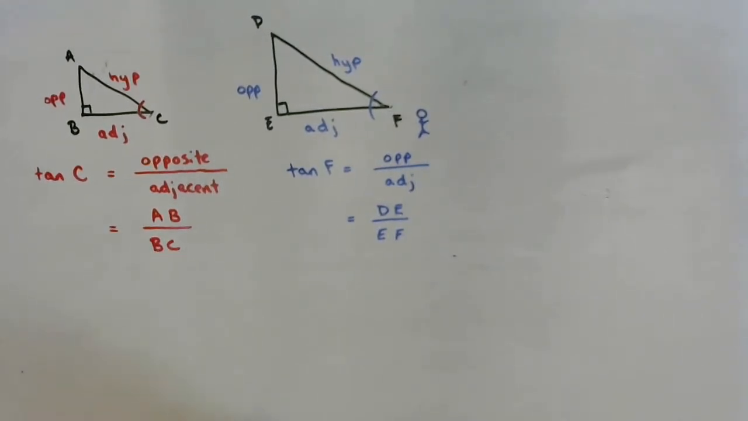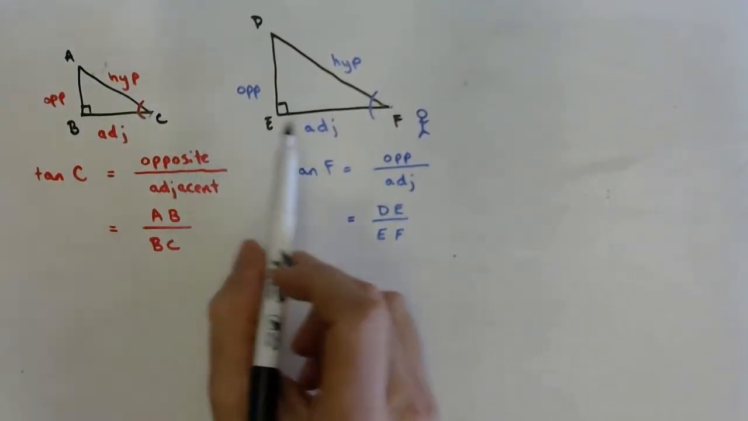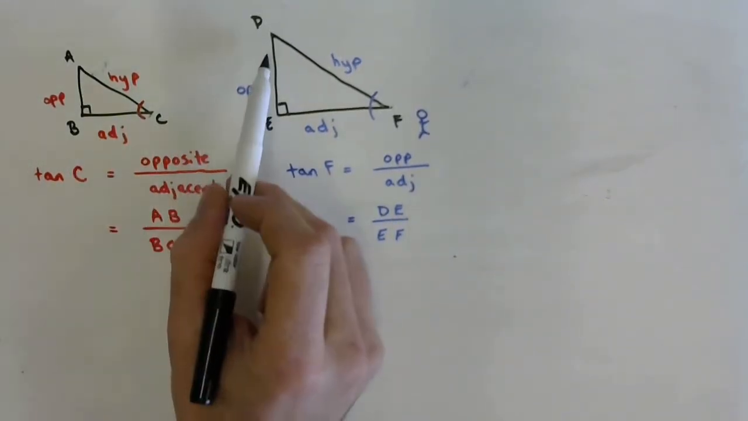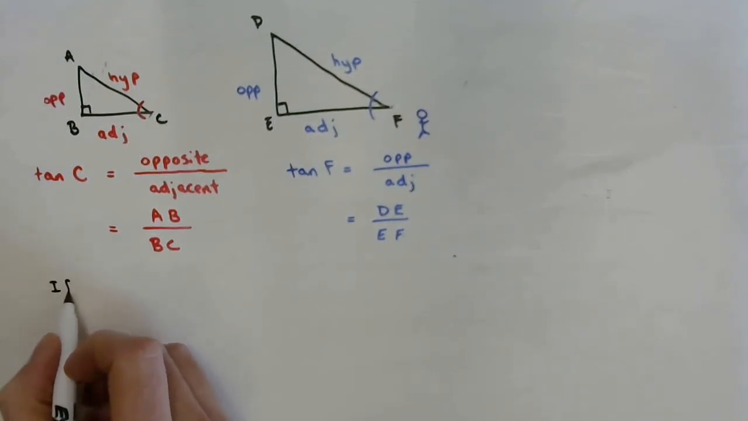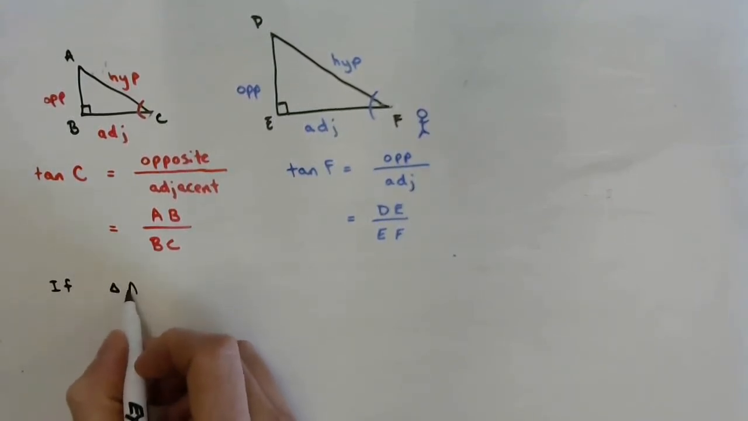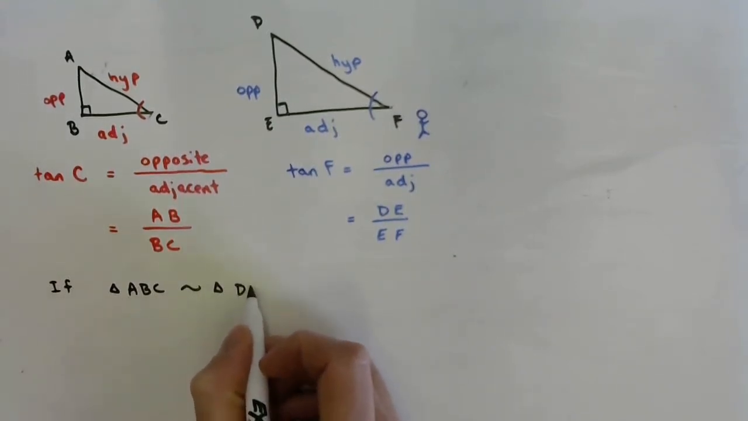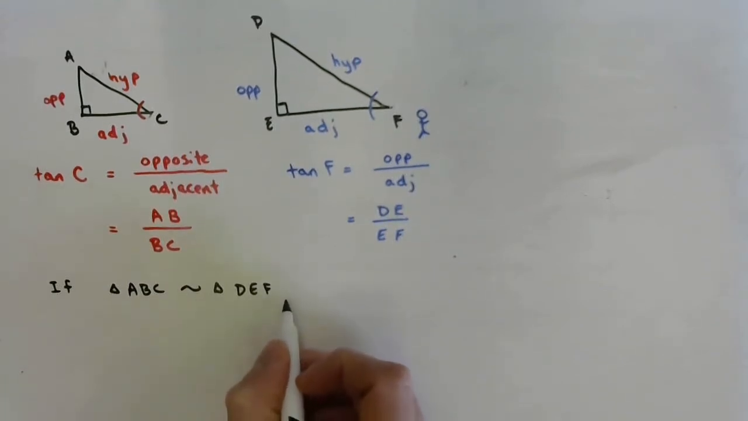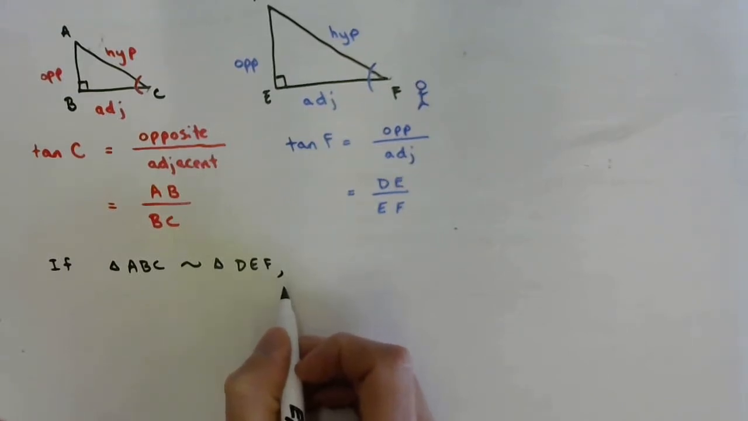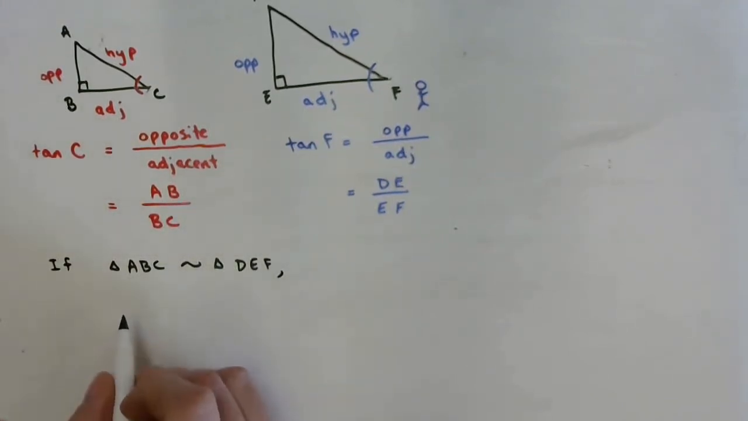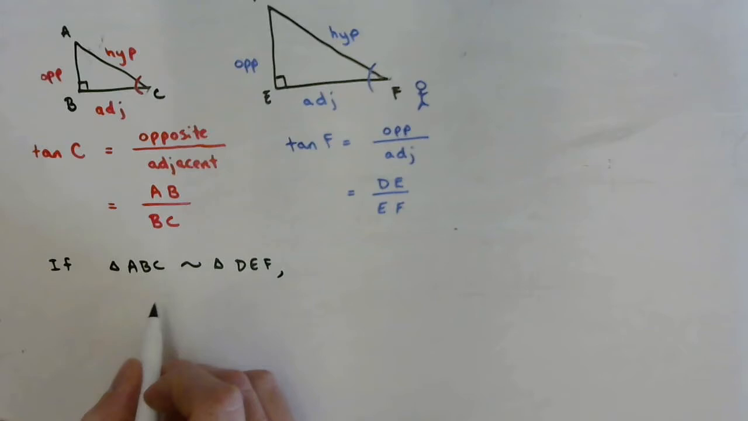All right, so I know that these are similar, okay? I'm assuming that angle C is the same as angle F, and angle A is the same as angle D. That tells me that these triangles are similar. And so why don't we just note that if triangle ABC is similar to triangle DEF, then what else do we know is true? Well, that means they're going to have equal ratios, according to their size, using corresponding side lengths.